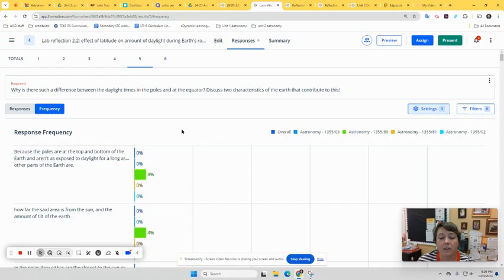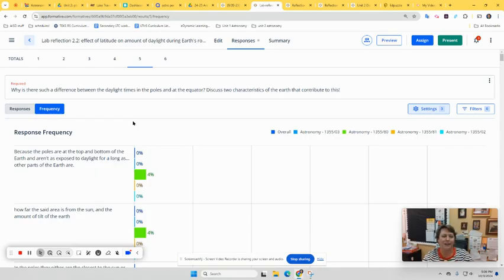So I want you to go back and look on here, and you should be able to see my feedback that I gave you. This was worth 4 points. I think I gave you 3.5 points if you got really close and you said it was because of the tilt. That's number one. And then this number two is because we're a sphere, right? A lot of you got so close. You said that it was because of the latitudes, like the equator is just exposed more. But it's just because we're a sphere.